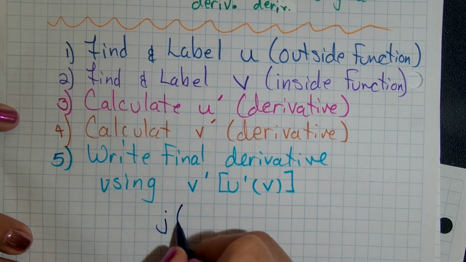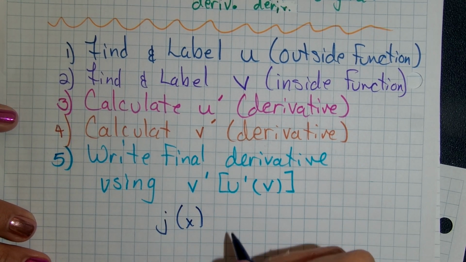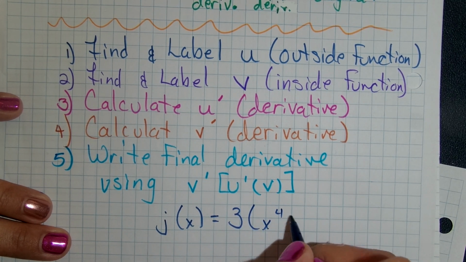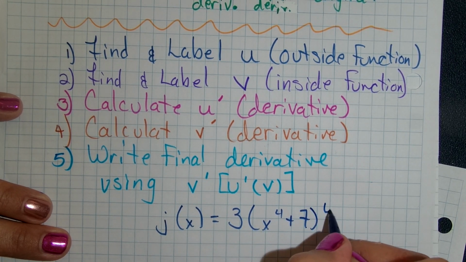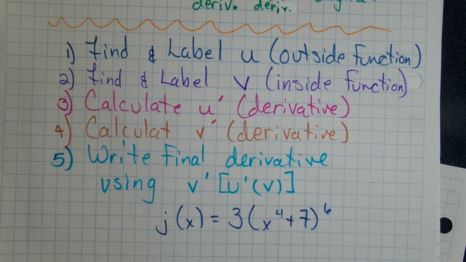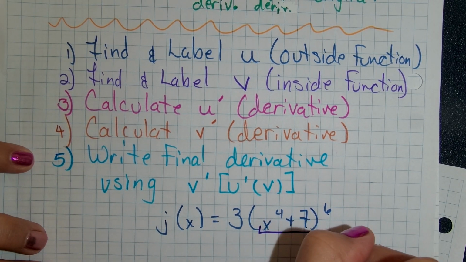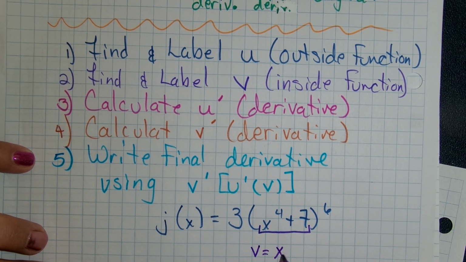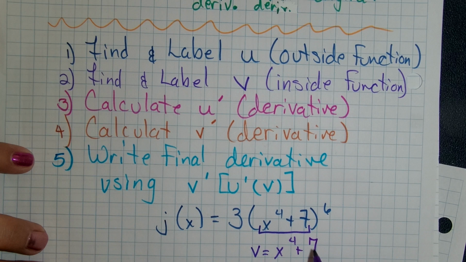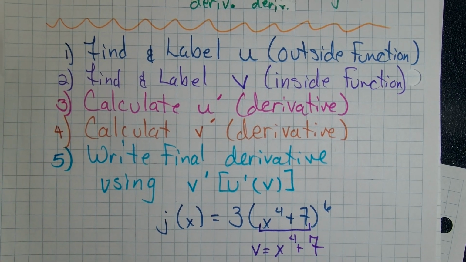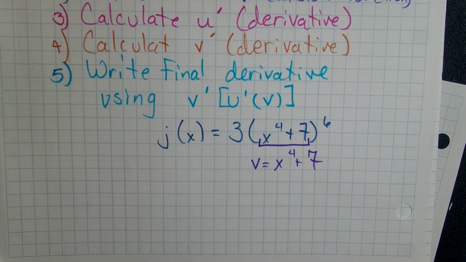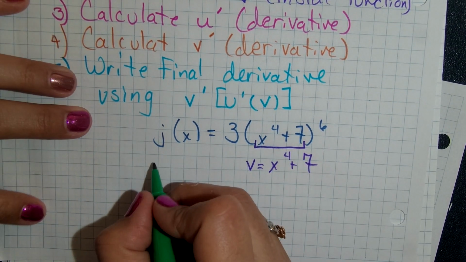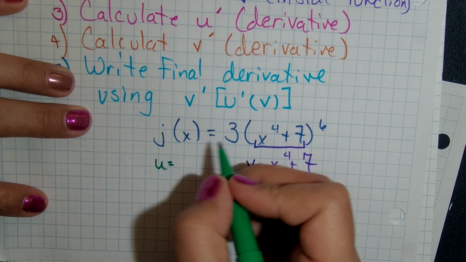So if I had j of x, let's use the ones that we have been using, 3x to the 4th plus 7, all raised to the 6th power. My inside is v. I like to label that first because I know what it is. V is my inside function, whereas u is my outside function.